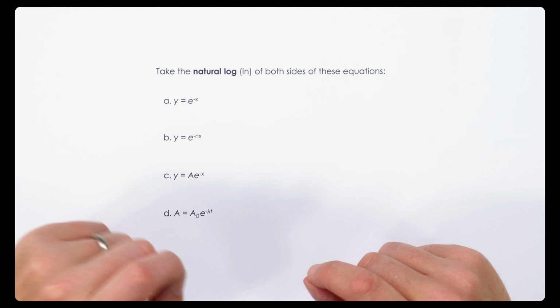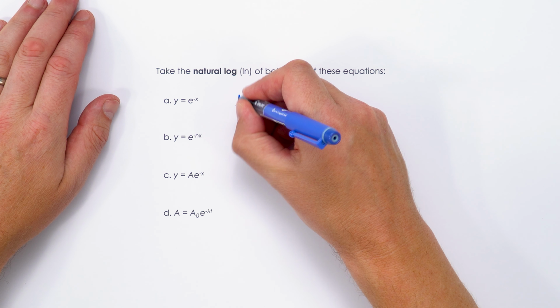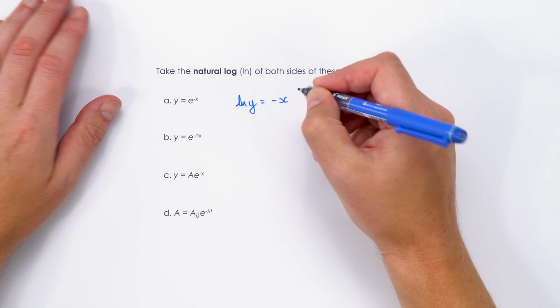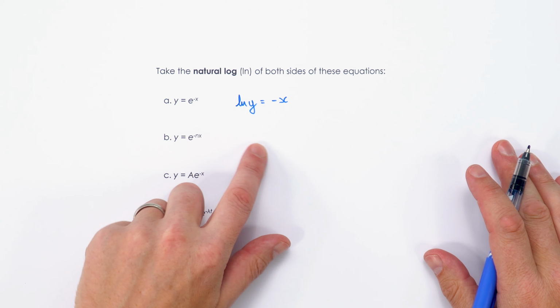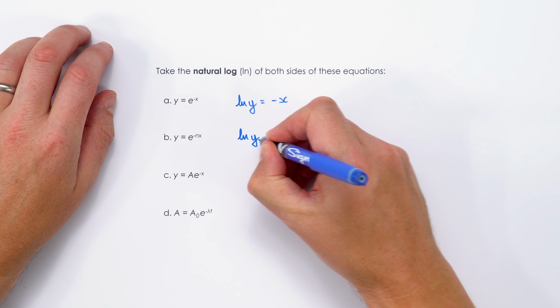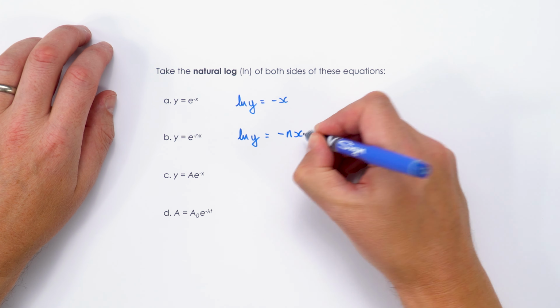In this first example, we're simply going to take the natural log of both sides of an equation. For the first one, we've got y is equal to e to the minus x, so we can say that the natural log of y is equal to minus x. As simple as that. Second one, we're just kind of developing this slightly. So now the natural log of y is equal to minus nx.